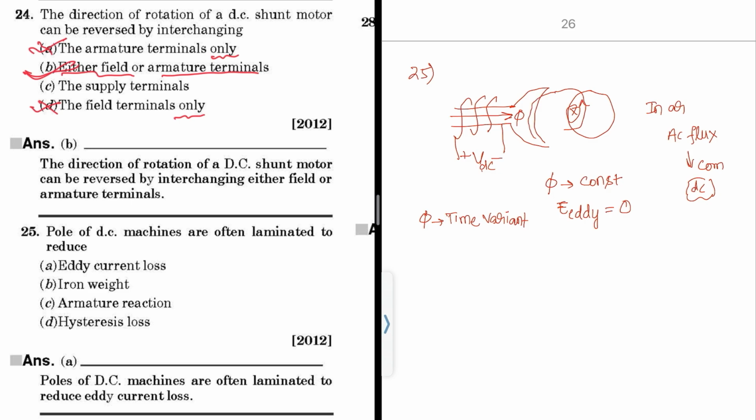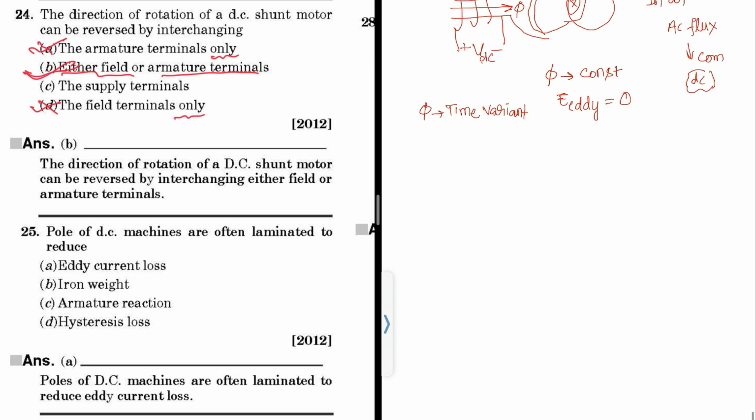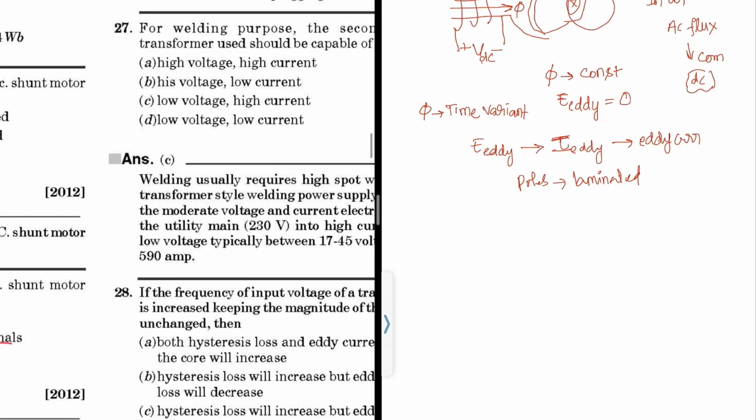So this links with the pole shoe, and it will induce an eddy EMF. This eddy EMF results in eddy current. So this will result in eddy current loss. So in order to reduce this eddy current loss, in general, poles will be laminated. So the answer will be A.